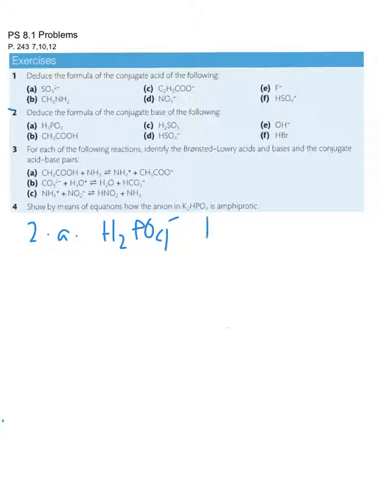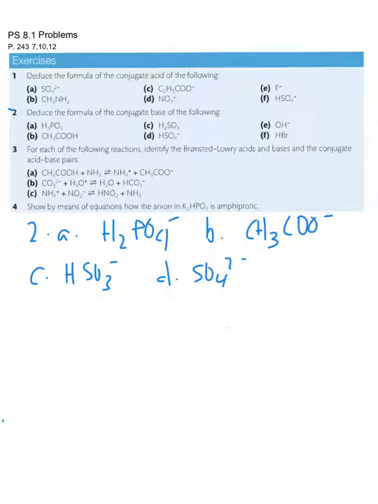B is going to become CH3COO, and that last H is going to be lost, so it's going to have a minus charge. C is going to become HSO3 with a minus charge. D is going to become SO4 with a 2 minus charge. E is going to become just O2 minus. And F is going to become Br minus. So those are my conjugate bases. Again, I'm going to pause and erase these before I move on to number 3.